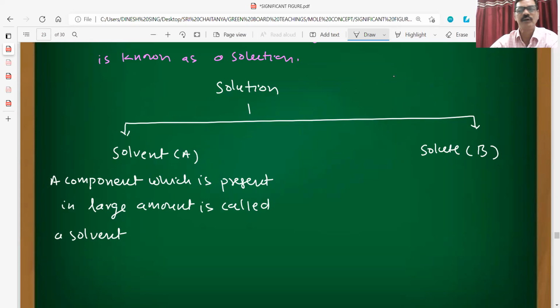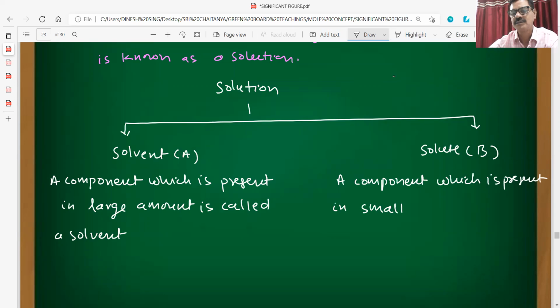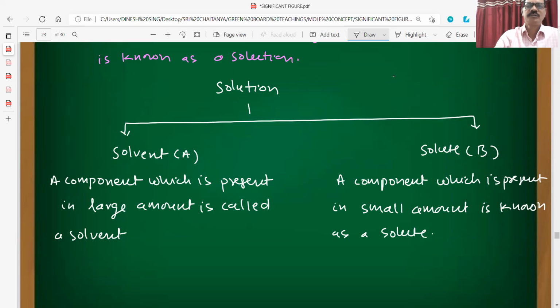And here we have a solute. This can be defined as a component which is present in small amount. A component present in small amount is known as a solute. So a solution is also basically a homogeneous mixture.